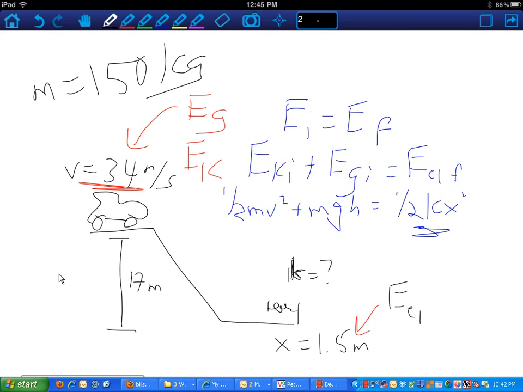There you plug your numbers in. I'm not going to finish it, but you now know the mass, the initial velocity, the mass, gravity, height, and the x. You just go through and solve for k.